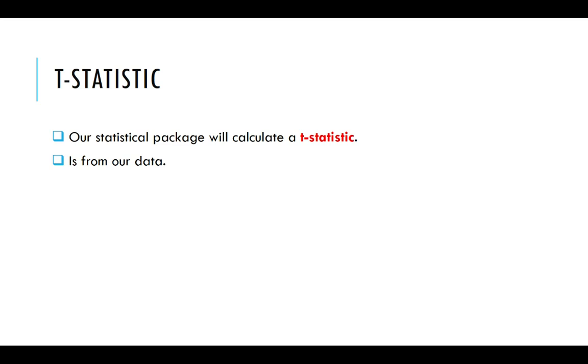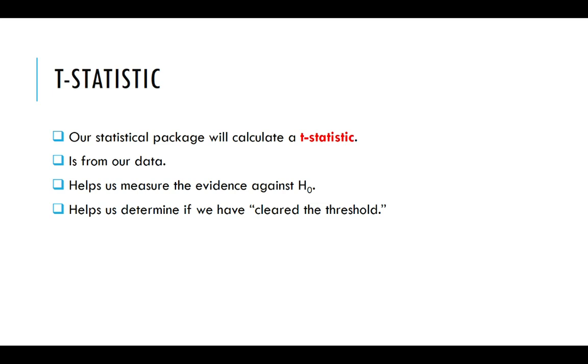So it's from our data. And that T statistic is basically helping us measure the amount of evidence against the null hypothesis, right? Remember, we want to reject that null hypothesis, so we have this alternate hypothesis in mind. So again, the T statistic is going to help us determine if we've cleared the threshold. So our T statistic is that hurdler trying to jump over our threshold. So that means we need to take the T statistic and compare it to the T critical. And we're going to do that in a minute.